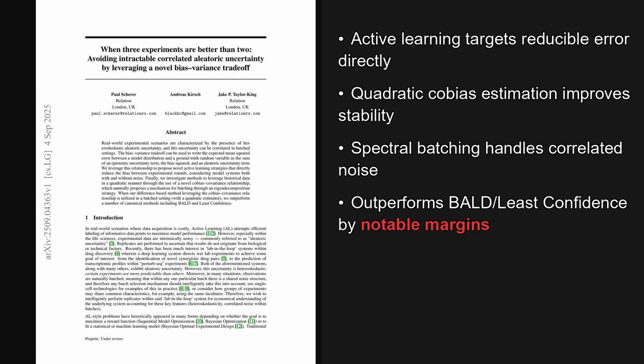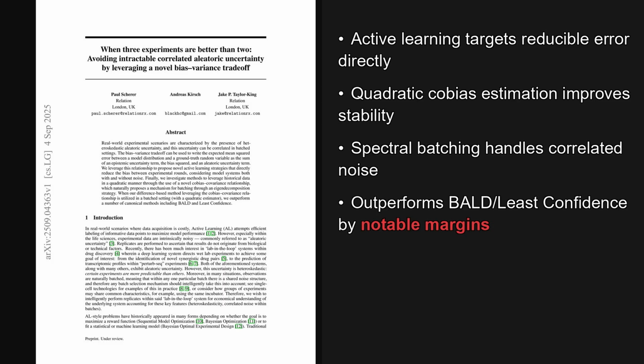Today we're looking at a paper from the Hugging Face trending list, published on September 4th, 2025, just 2 days ago. The standout result is an active learning framework that avoids wasting effort on intractable, correlated aleatoric noise, and, in batched settings, outperforms canonical methods like BALD and least confidence. The paper is titled, When 3 Experiments Are Better Than 2, Avoiding Intractable Correlated Aleatoric Uncertainty by Leveraging a Novel Bias minus Variance Tradeoff. And, as we will see later, the implications for lab-in-the-loop experimentation are quite significant.